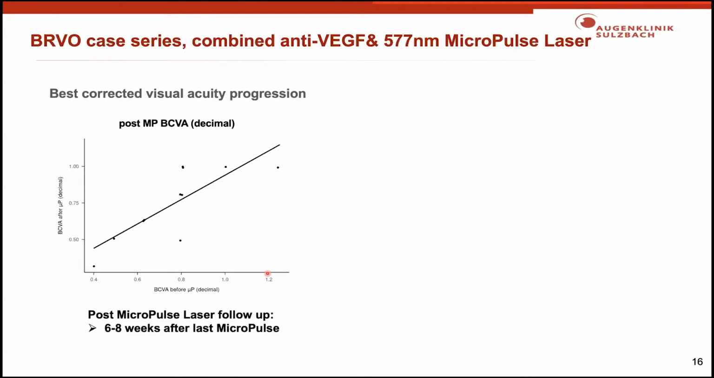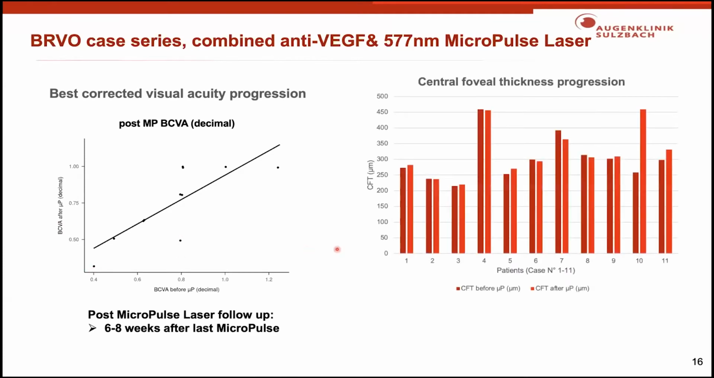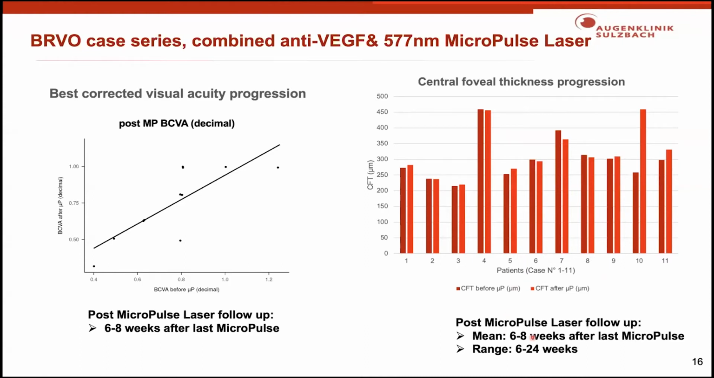And all of the patients had to have a combined anti-VEGF and micropulse laser. So firstly, what was remarkable, and keep in mind, this is really just descriptive statistics, is that patients who've had micropulse laser and then were looked at their visual acuity 6 to 8 weeks later remained either stable or improved, except for this one patient down here. And that was also true for their central foveal thickness, except for this patient number 10, which I'd like to draw your attention to. Again, this was measured 6 to 8 weeks after the micropulse.